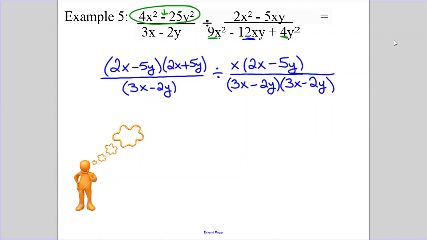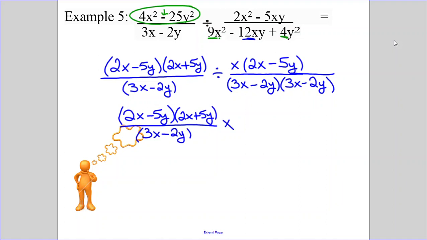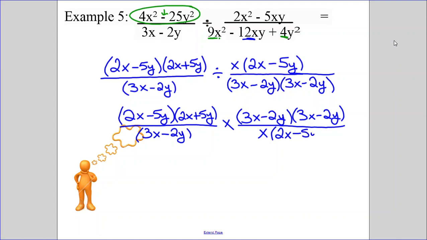Now my next step is to do the skip and the flip. So I'm going to rewrite out my first part. I've got my 2x minus 5y and 2x plus 5y all over 3x minus 2y. And then I'm going to flip this to a multiplication, so I'm going to have to rewrite out 3x minus 2y and 3x minus 2y. Yes, I could just rewrite that once and put a squared term on the top, but I like to keep them separate in case things start to cancel. And then on the bottom, I've got an x and a 2x minus 5y.